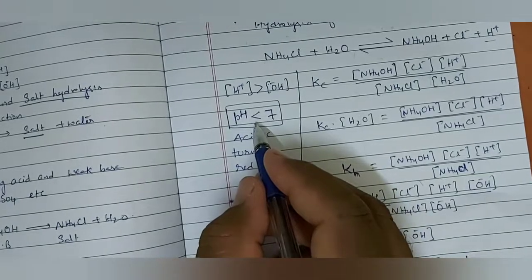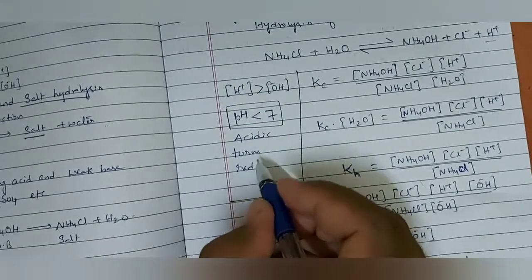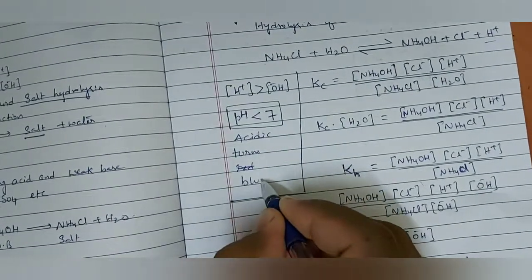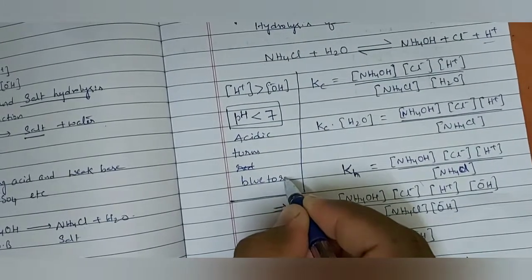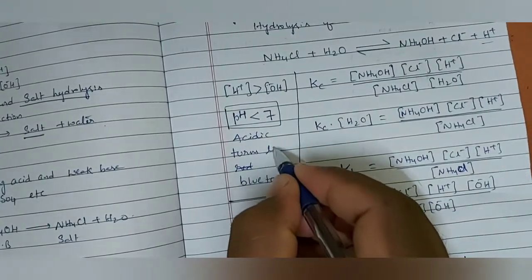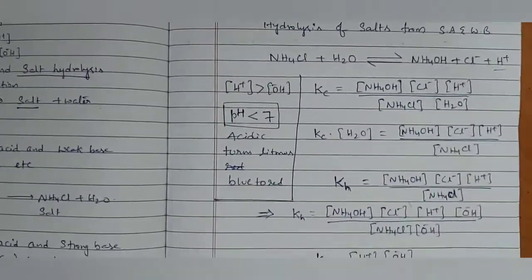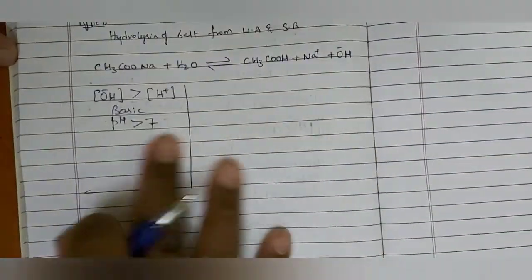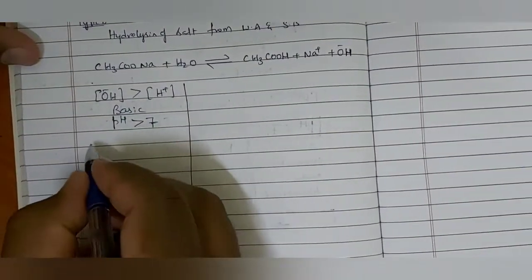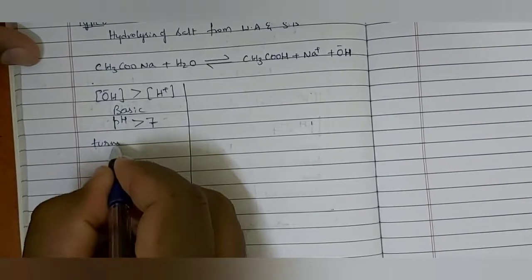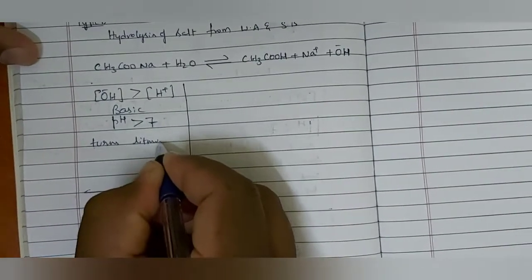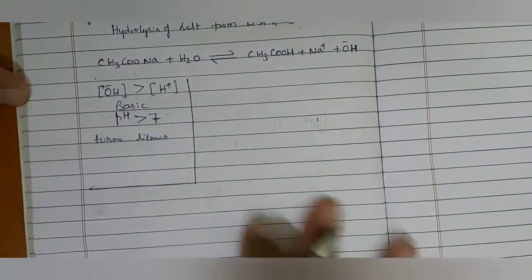For the previous one, pH is less than 7. That means acidic, which turns litmus color blue to red. Now we are seeing pH is greater than 7. That means basic, which turns litmus red to blue.